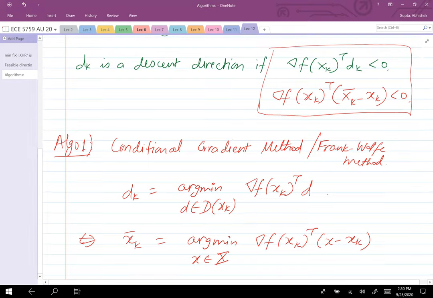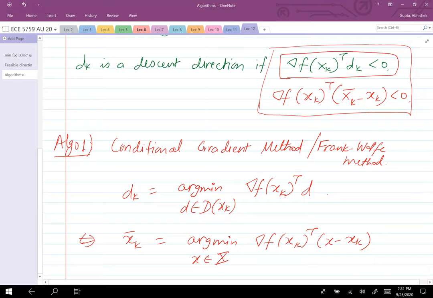Now, the question I'm going to ask you is, is this condition going to be satisfied? So is gradient of f of xk transpose dk going to be less than zero whenever we pick dk in this fashion? Assume that you are not at the optimal point. Let me repeat my question. Do you think that this inequality would be satisfied by the conditional gradient method? At some point it might be zero, but let's say you are not at the optimal point. Then what happens? Will you find a point strictly less than zero?